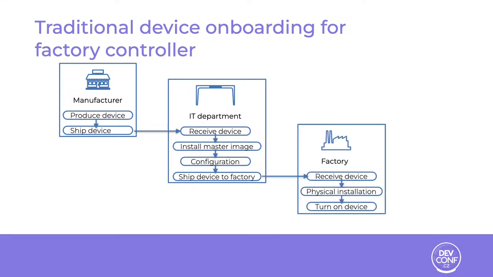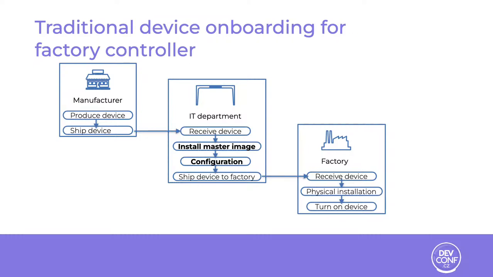So after the device is shipped to the factory, someone in the factory has to receive the device, put it physically in its place, turn on the device, and then it will be taken into service. Note that the only parts where the IT department comes in is installing and configuration. But because the IT department is involved in there, that does mean that the process becomes significantly more complicated, because you have twice the amount of logistics for sending it, and the IT department has to touch every single one of the devices.